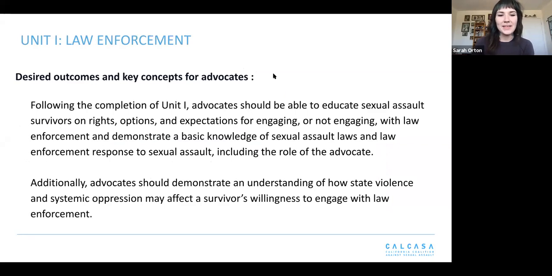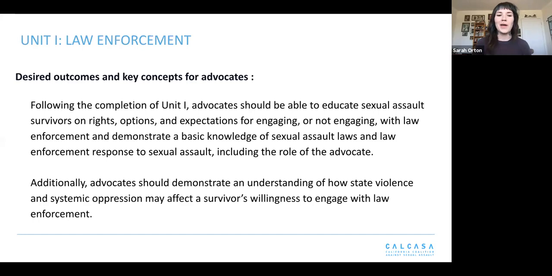What we want advocates to be walking away from this section, the completion of Unit I, with is being able to educate sexual assault survivors on their rights, what their options are, and help manage expectations too for engaging, or if they choose not to engage with law enforcement and the criminal legal system. We also want advocates to be able to demonstrate a basic knowledge of sexual assault laws and law enforcement response to sexual assault, including the role of the advocate.